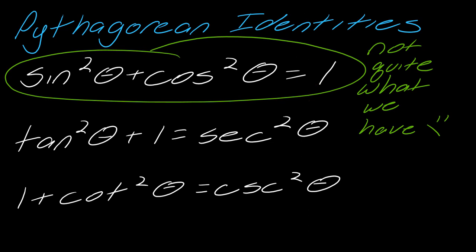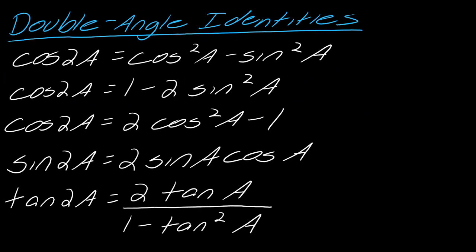So we want to keep thinking, what other identities have cosine squared and sine squared in them? And then I thought, oh, the double angle identities. Again, I just want to walk you through this from the perspective of maybe I don't totally know what to do, so I have all these different ways I can think about my double angle identities.